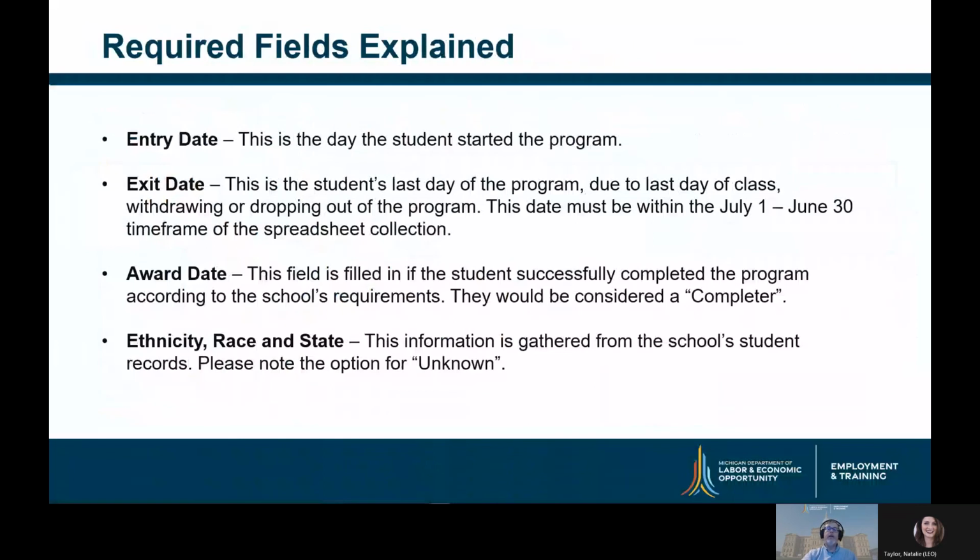Award date is filled in if the student has successfully completed the program and they would be considered a completer. Ethnicity, race, and state is information gathered from the school student records. Please note the option for unknown.